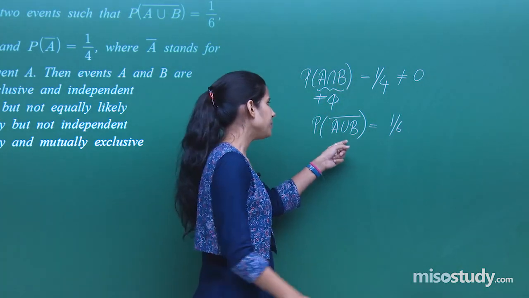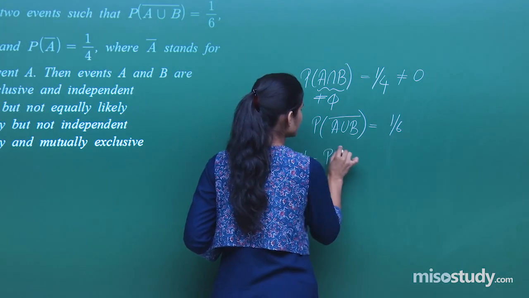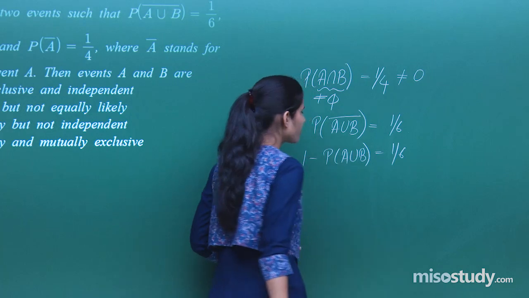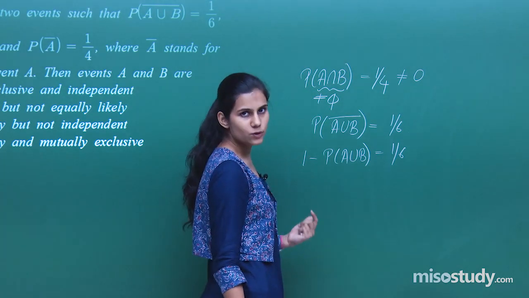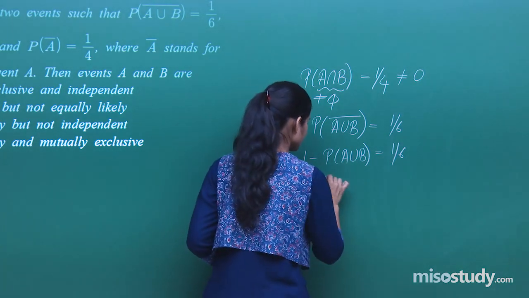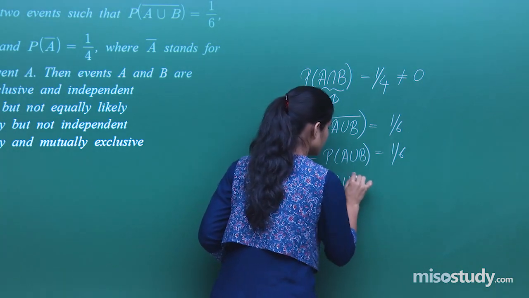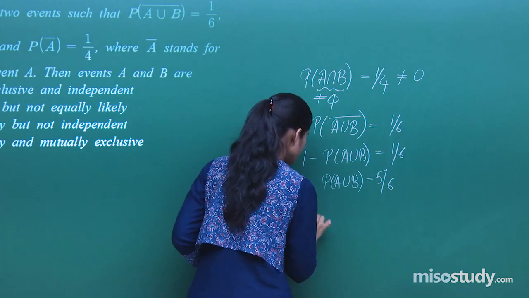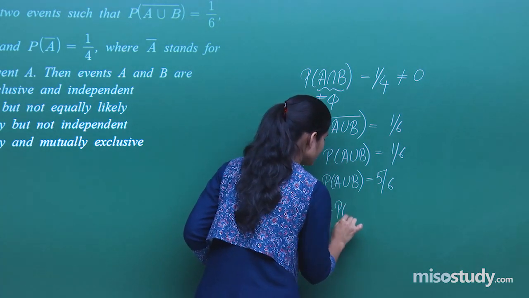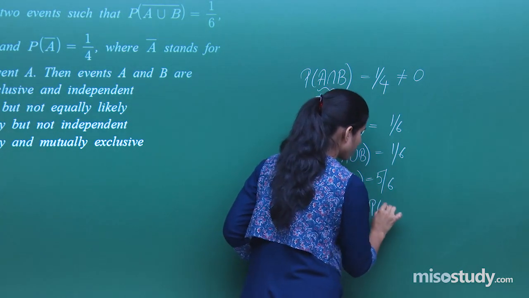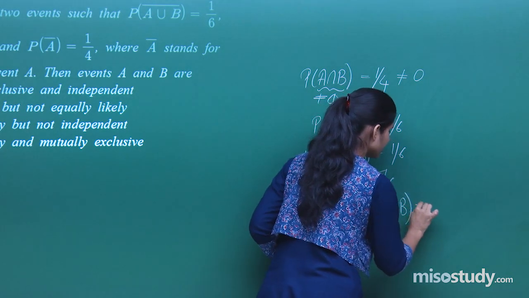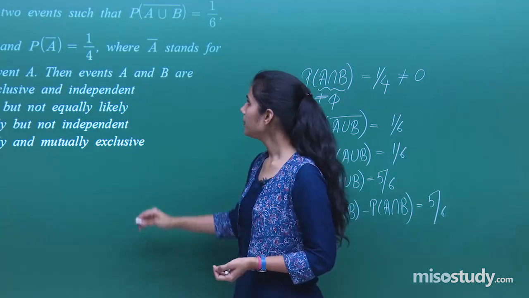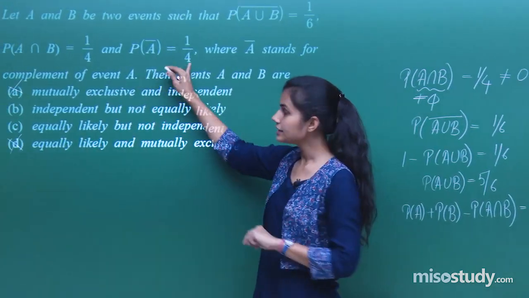Probability of not happening of A union B is same as 1 minus probability of happening of A union B. So, probability of A union B becomes 1 minus 1 by 6, which is 5 by 6. This is 5 by 6. That means probability of A plus probability of B minus probability of A intersection B is 5 by 6.